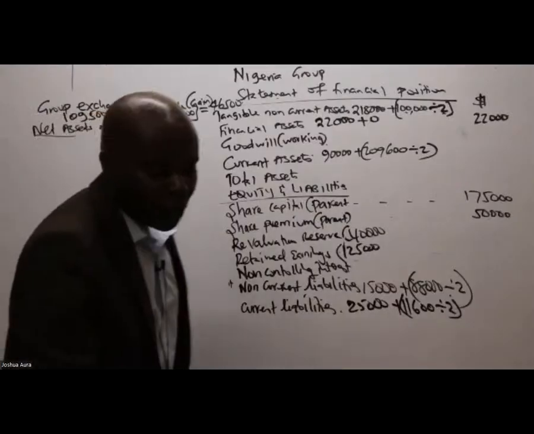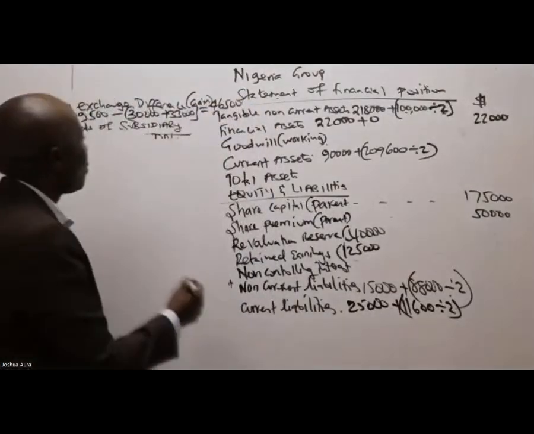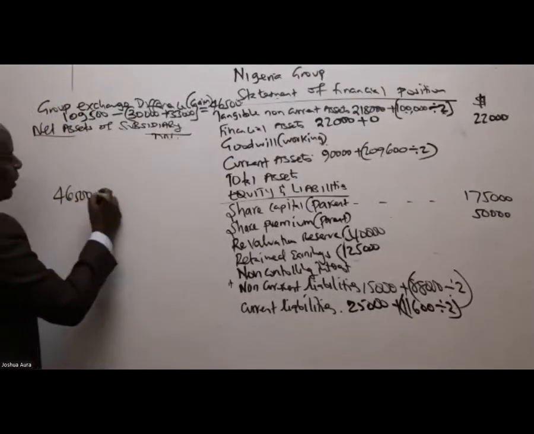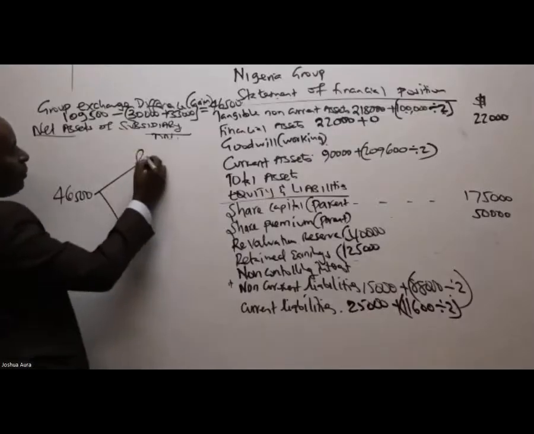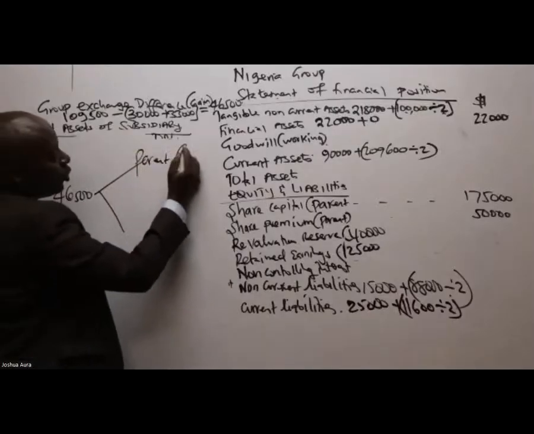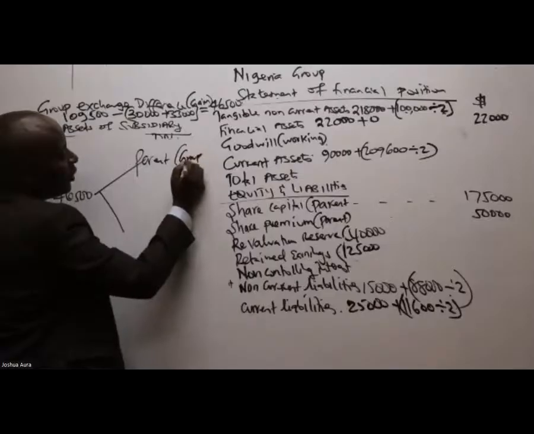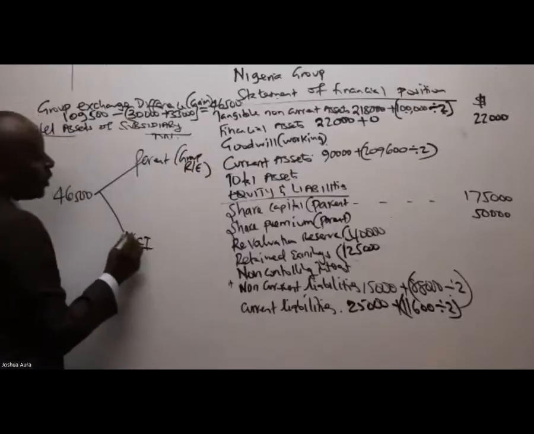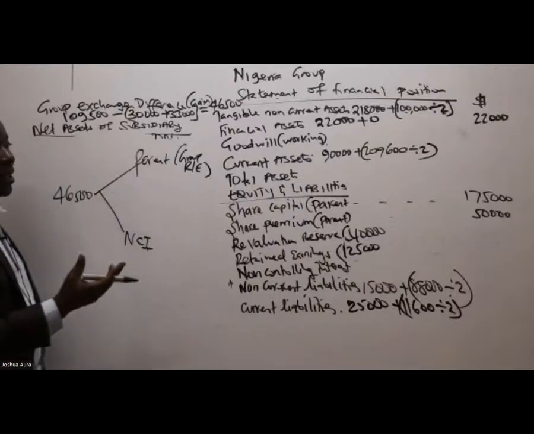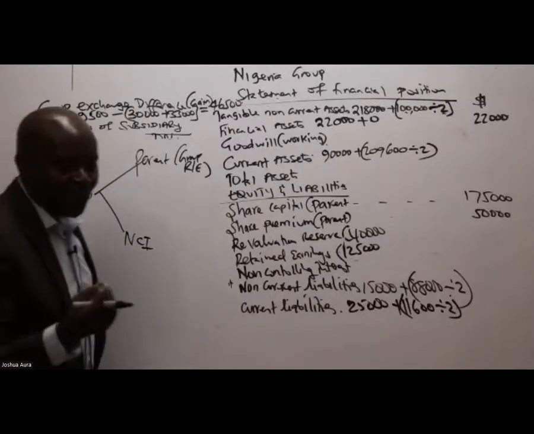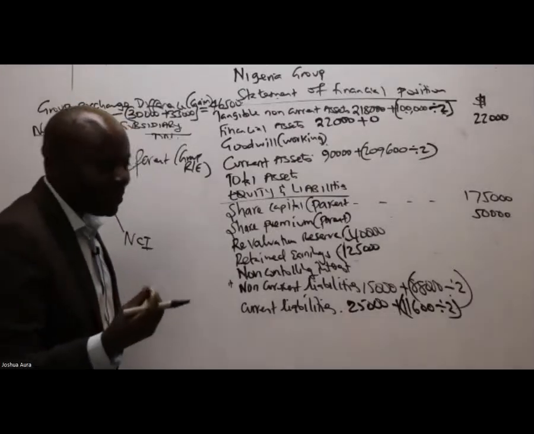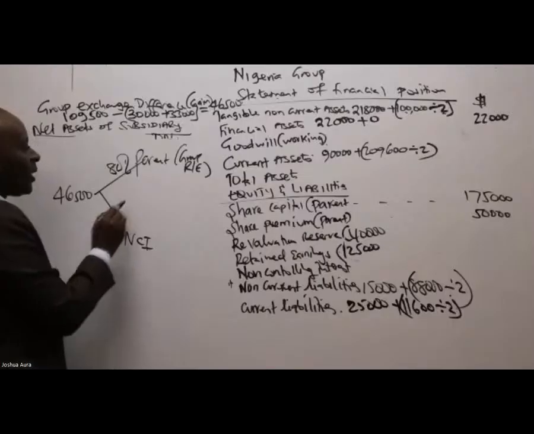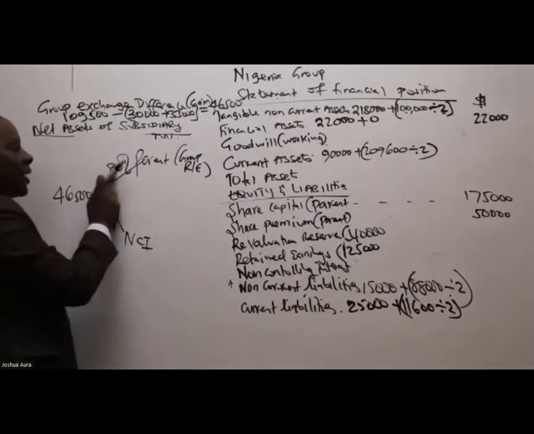So we are sharing this 46,500. It will be shared to the parent, of course, through the group retained earnings, and then we have NCI. Do you know the parent's percentage? It was 80%, isn't it? And NCI was 20%. I can see a student telling me 46,500 times 80%.